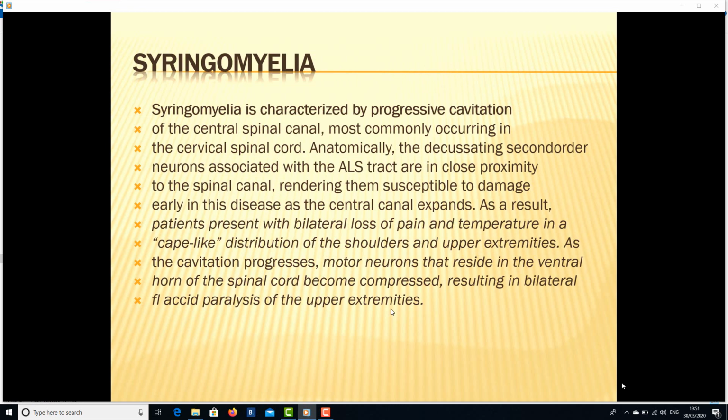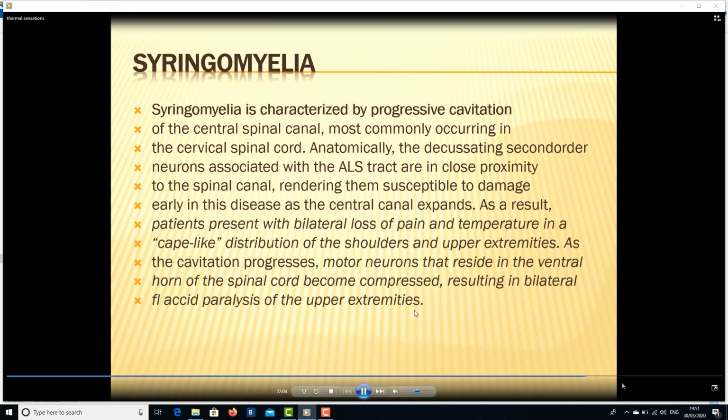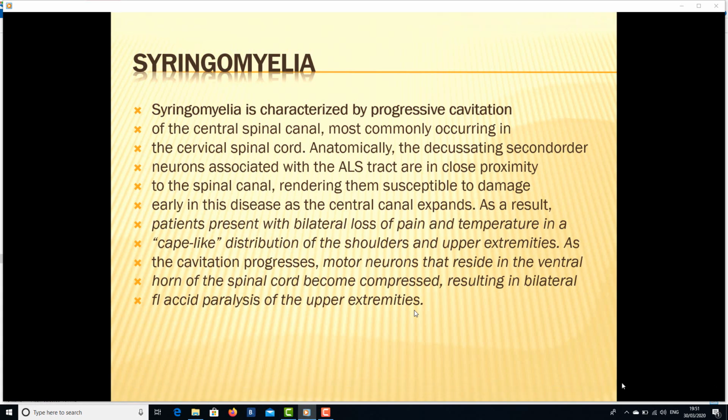Now when we are learning about different thermal receptors, their sensitization, their properties, we are learning about adaptation, we are learning about their pathways, we should be learning about their pathophysiology. Regarding this, the two things which are very important are the first one, syringomyelia, and the other one, syringobulbia. The first one, syringomyelia, is characterized by a progressive cavitation of the central spinal canal, most commonly occurring in the cervical spinal cord.